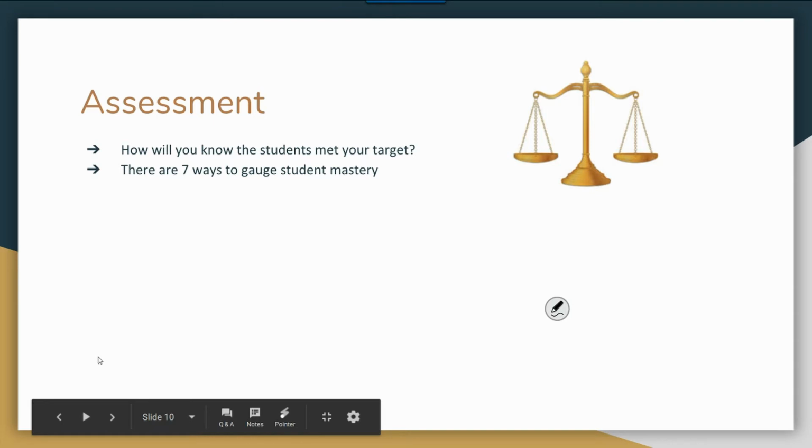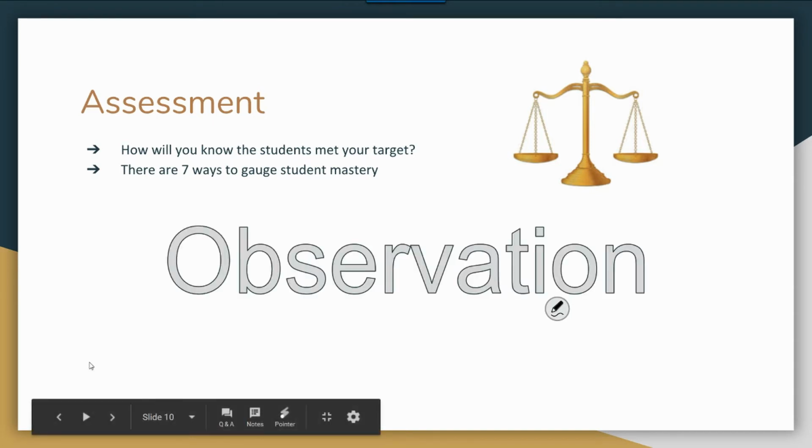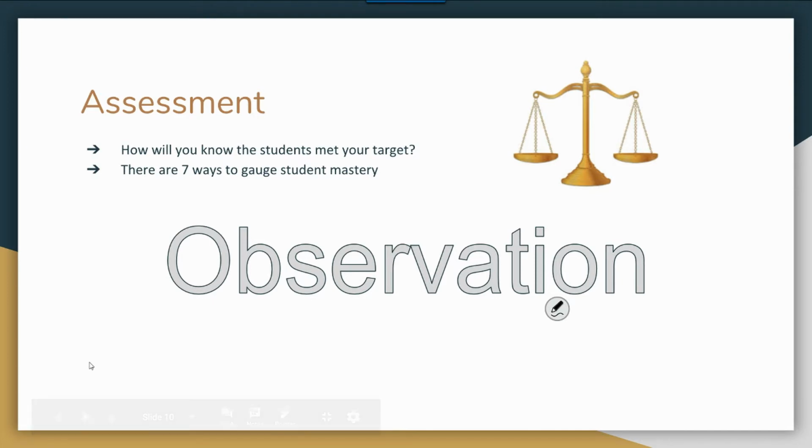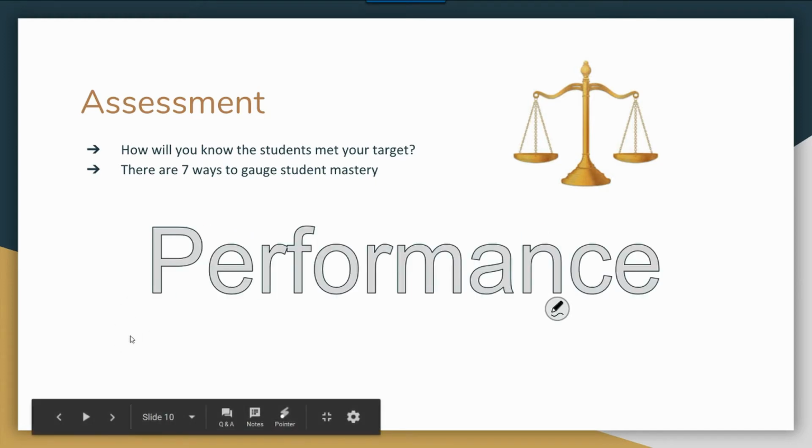Next one is observation. While the students are doing something, you actually observe them, so there's a task to be performed, and you're looking to see if they can do the task. This would be perfect for a lab. If you were having them do research, you're sitting there with a computer and you can watch them do it.